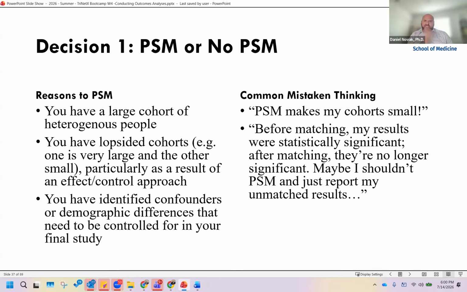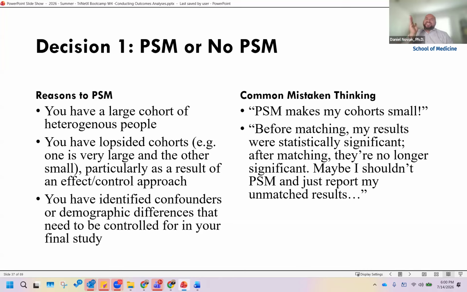Before matching, my results were statistically significant. After matching, they're no longer significant. Maybe I just shouldn't use propensity score matching and just report my unmatched results. Do not fall into this faulty thinking. What this means is not, oh my gosh, I lost my 0.05, right? What this means is propensity score matching worked.